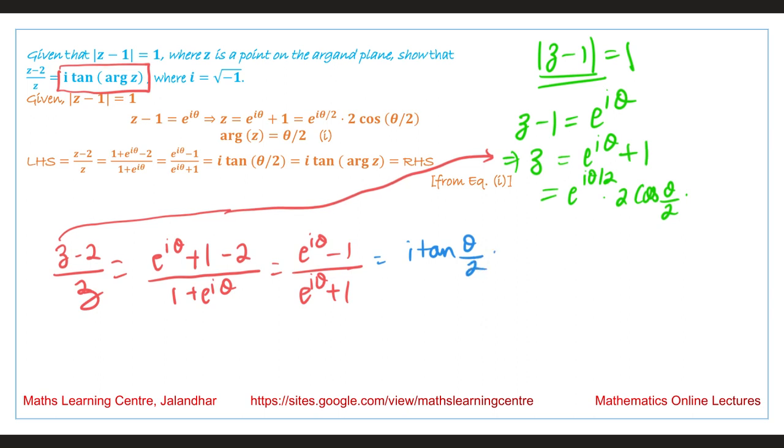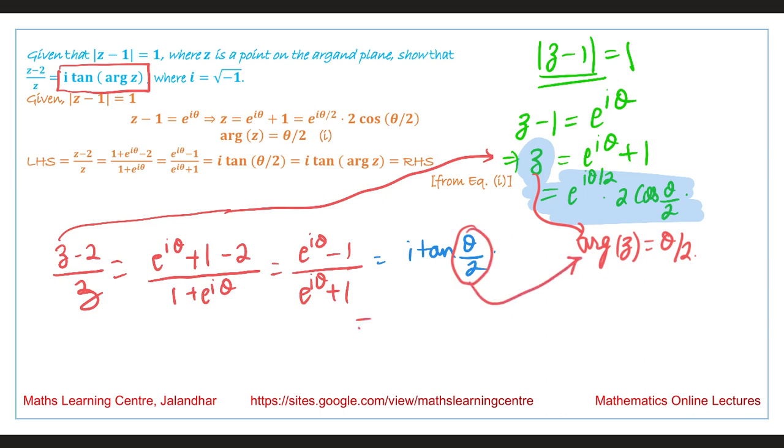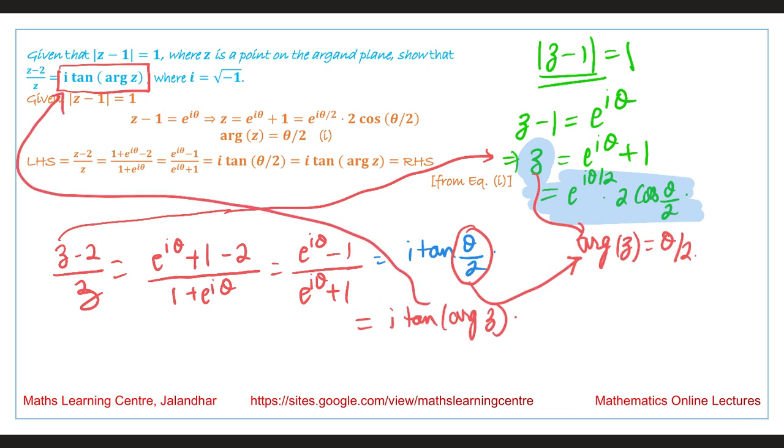Now if we look at the value of z over here, from this value of z we have the argument of z. From this we are saying argument of z is equal to theta by 2. So this theta by 2 is basically the argument of z. So the answer we are obtaining is iota tan argument of z, and this is what we have to prove.